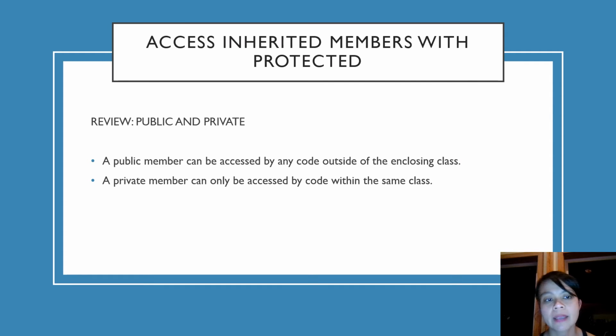Let's take a second to review public and private before we move on. A public member can be accessed by code outside of the enclosing class, and a private member can only be accessed by code within the same class. Let's remember that. Public can be accessed by any code outside of the enclosing class. Private can only be accessed by code within the same class.